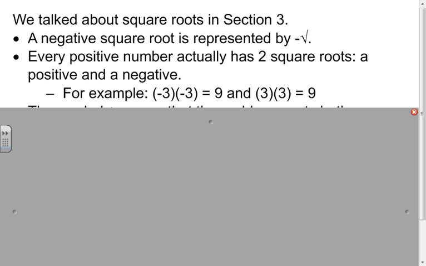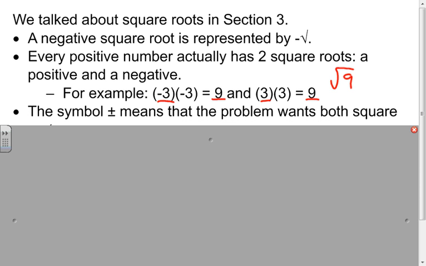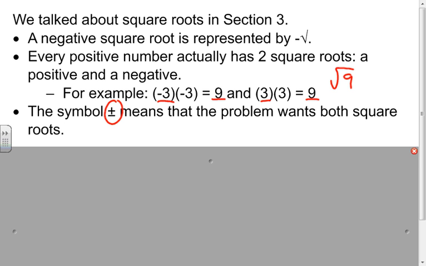Negative 3 times negative 3 is 9. Positive 3 times positive 3 is 9. So there's two different ways that I can take the square root of 9. I can take it and I can get a negative 3 or a positive 3 as an answer. If they give you the symbol like this, it's called plus minus. That means that the problem wants both square roots, the positive one and the negative one. Okay? We'll see that in the next example that we do.